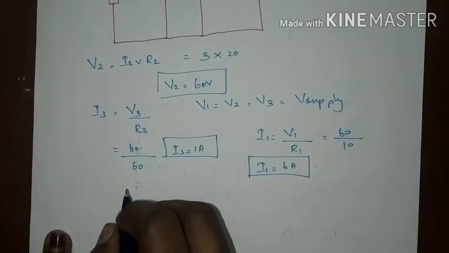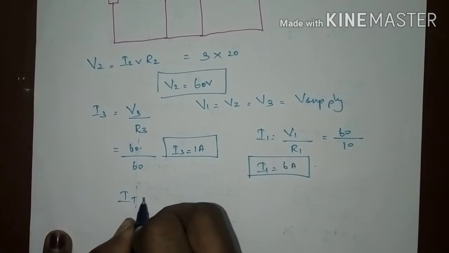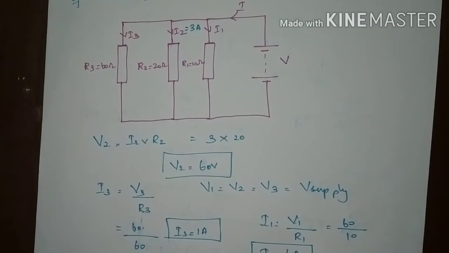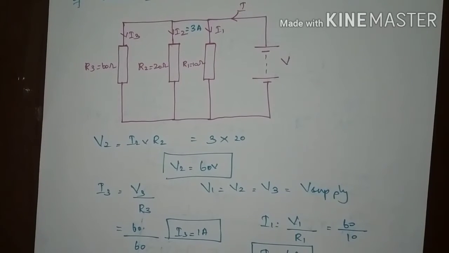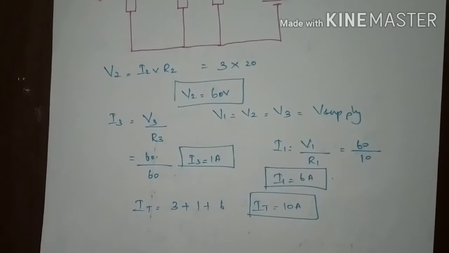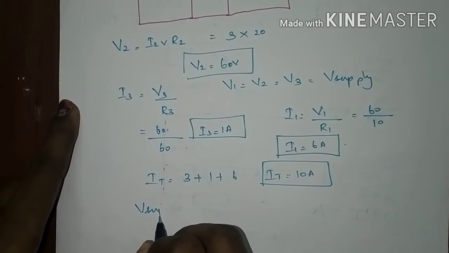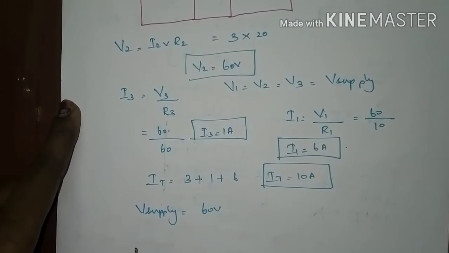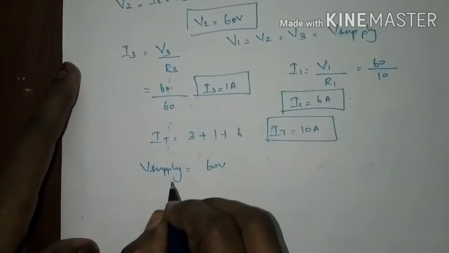Now we can find the total current value. Total current I total is equal to the summation of all the current that has been branched. So the total current is 3 ampere plus 1 ampere plus 6 ampere. So total current is 10 ampere. The supply is equal to 60 volt.